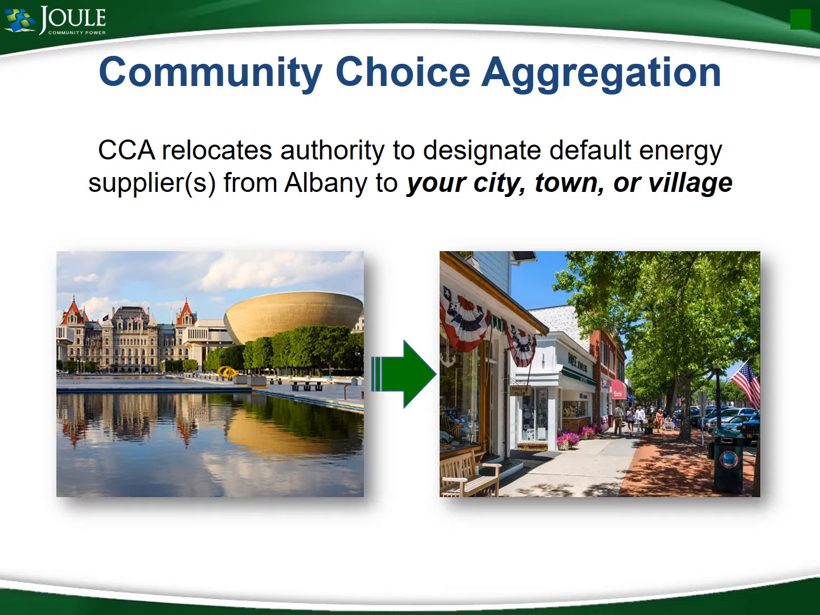Now, if you do nothing, the state currently dictates who your electricity and natural gas supplier will be. What community choice aggregation allows the locality to do is to instead designate who that supplier will be if a resident doesn't actively choose one. That empowerment goes to the local municipality rather than where it currently sits with the state. The municipality can then aggregate the full community and designate which competitive supplier provides, and under what terms, electricity or natural gas, for basically each resident and small business in the community.